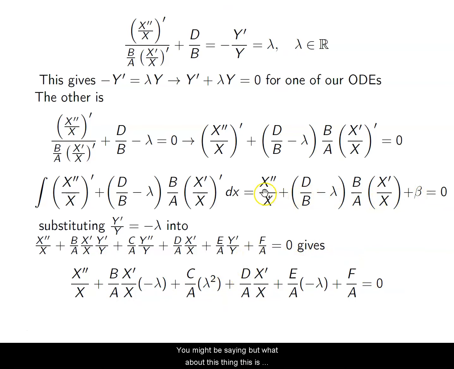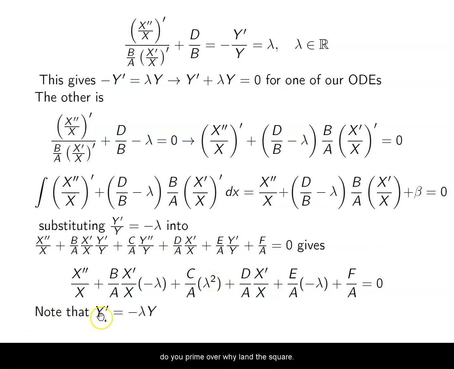Now, you might be saying, well, what about this thing? This is going to come into play later. We're going to work with our original equation a little bit, and we'll show some equivalencies from this thing to this thing. That's going to allow us to find out what this beta value is. Okay. So the next question you might have is, how is y double prime over y lambda squared?